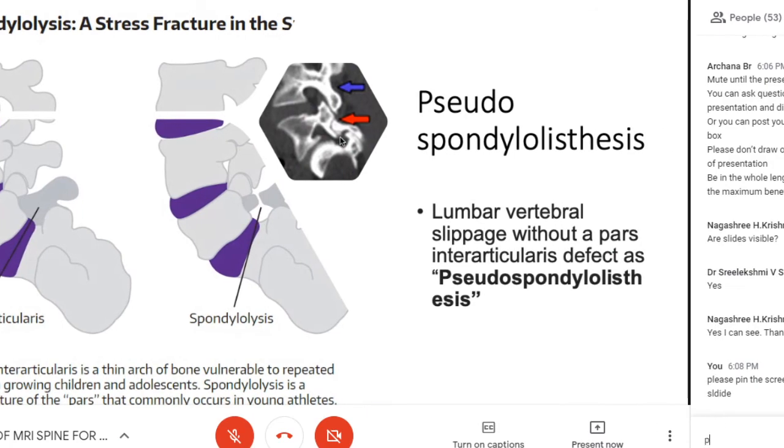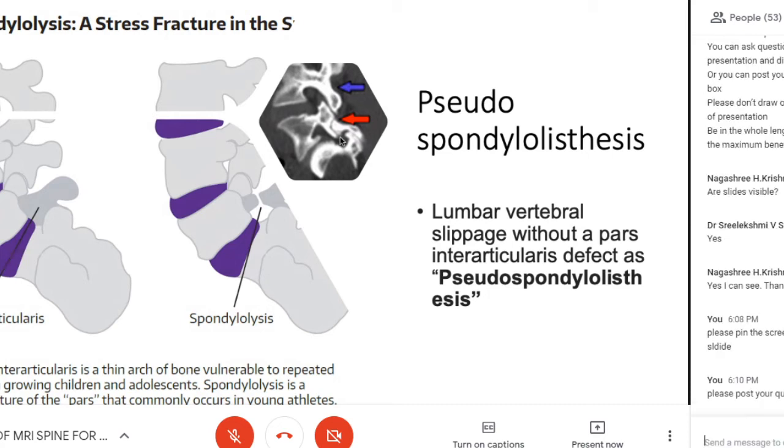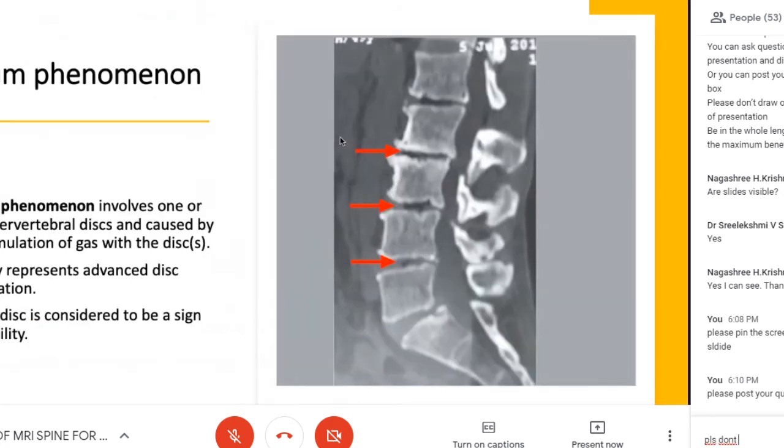That is, if the spondylolisthesis is there along with damage to the pars interarticularis, then we call it a spondylolisthesis, the absolute case. But when that fracture is not there, then we call it a pseudo spondylolisthesis. Okay. And one more word we have seen is vacuum phenomena. This is very clinically helpful.